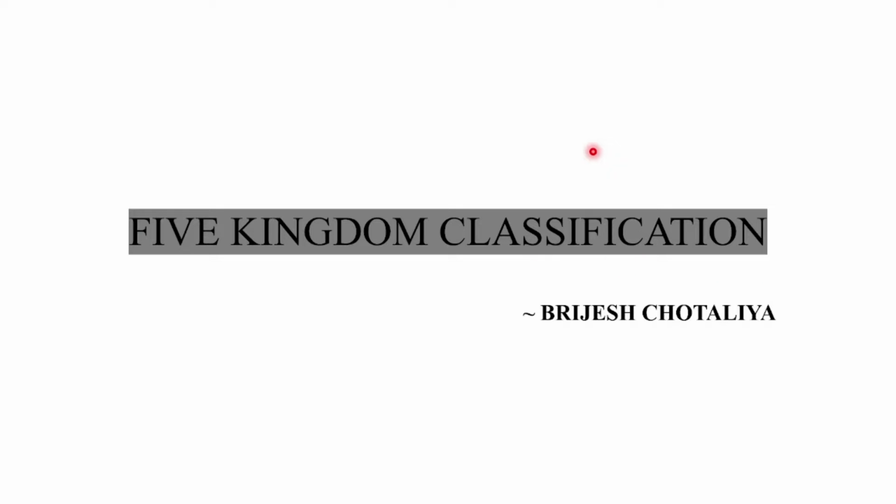So, the 5 kingdom classification system was given by R.H. Whittaker in 1969. He divided this 5 kingdom classification on the basis of 4 criteria. We are going to see everything in detail and we will also study the 5 kingdoms in detail. So let's begin with today's lecture.